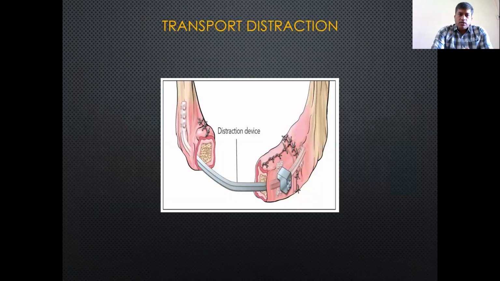Now we will talk about something called transport distraction. Now this is a unique type of distraction that can be performed for correction of segmental defects of the mandible or maxilla. So in these cases, the design of the distractor device is of very much importance, because the distraction device is going to decide the shape of the bone and the type of the new bone that is formed across the segmental defect.